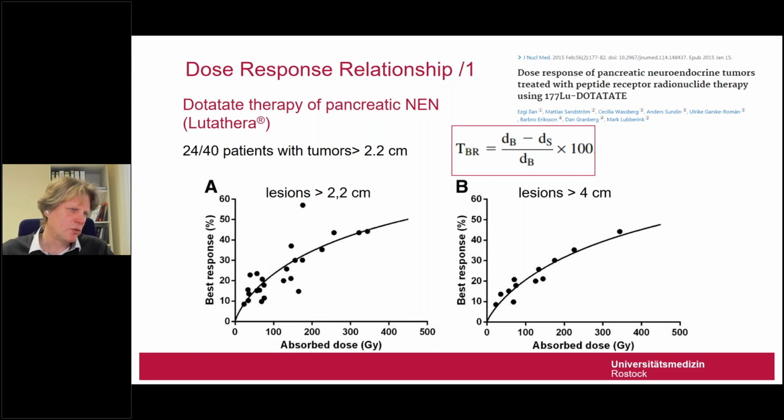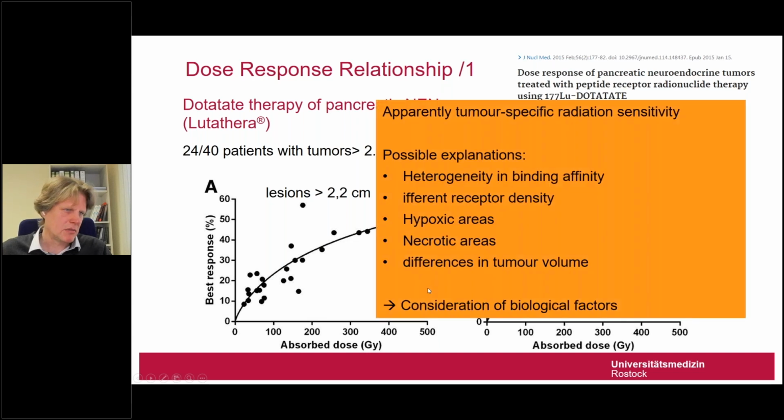Especially pronounced for tumors larger than 4 centimeters. But nevertheless, some lesions showed only a slight response despite a high absorbed dose, but also vice versa. And this broad spectrum of apparently tumor-specific radiosensitivity is probably related to factors such as heterogeneity in binding affinity, receptor density, hypoxia, necrosis, but also differences in tumor volume. And this study also shows that biological factors must also be taken into account when trying to optimize treatment schemes.